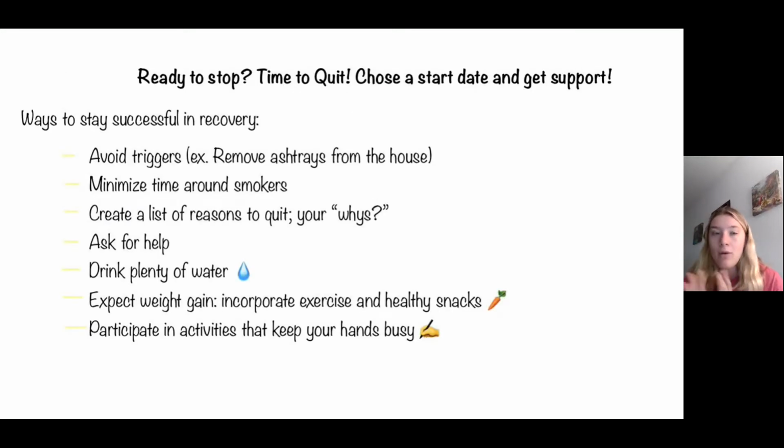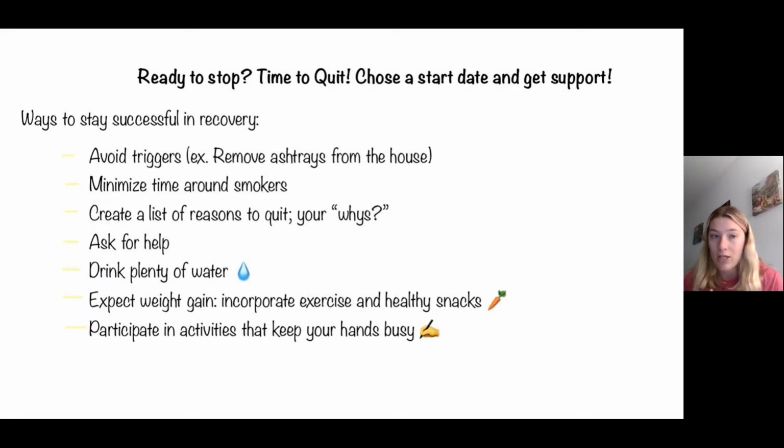So I always start with just asking the patient if they're ready to stop. We can use a really good resource for them. It's called Time to Quit. So what happens with this is they choose a start date. They just choose a date to stop, and then they get support. We'll talk about support in a little bit. But I did include on this slide some ways to stay successful in recovery.